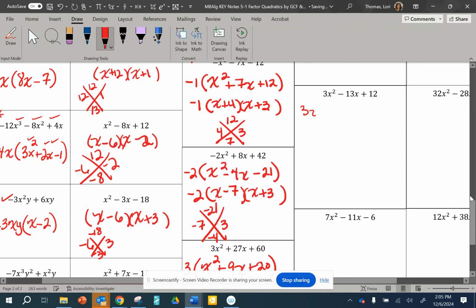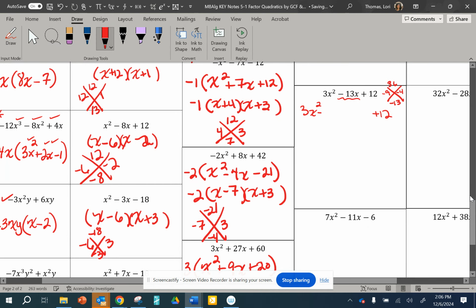Moving to the next one, there's no GCF, so we always ask that first. So we have to split the middle term, the linear term, so we can have 4 terms to group. 3 times 12 is 36, and our sum is negative 13. So we're going to split negative 13 into negative 9 and negative 4. So that gives us a positive 36 and a negative 13.